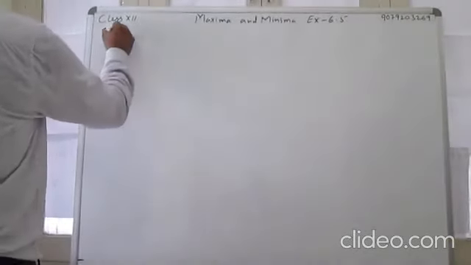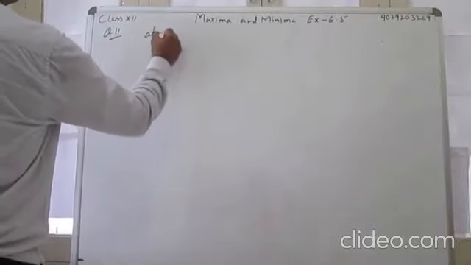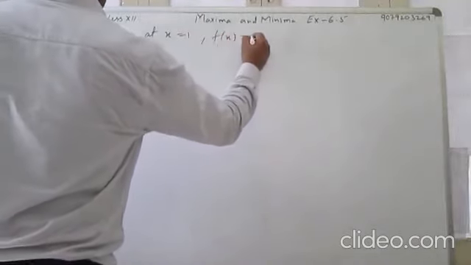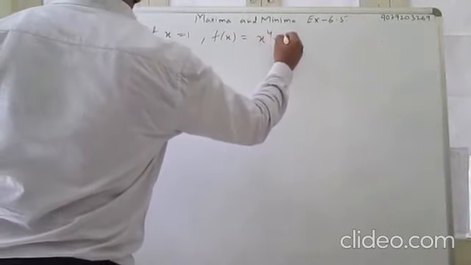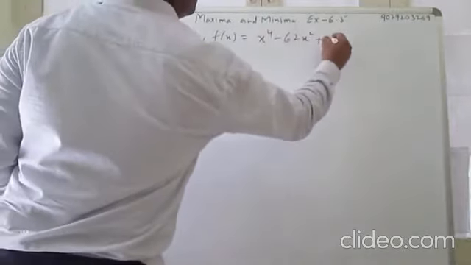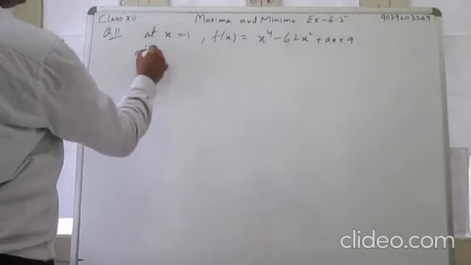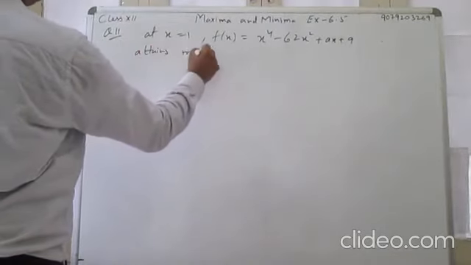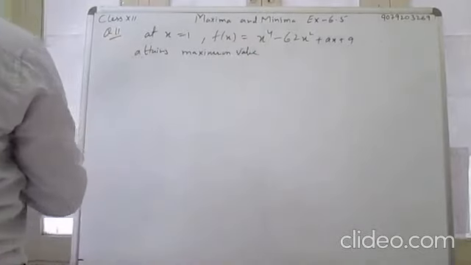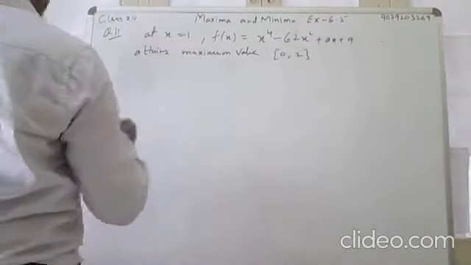Question 11. It is given that at x is equal to 1, the function f(x) is equal to x to the power 4 minus 62x square plus ax plus 9 attains its maximum value on the interval [0, 2]. Find a.